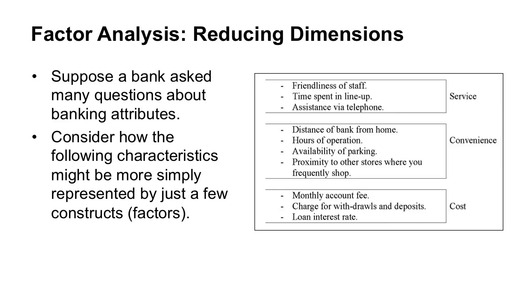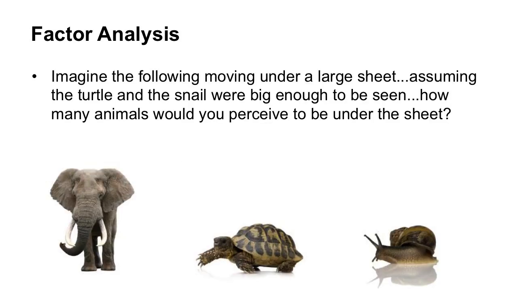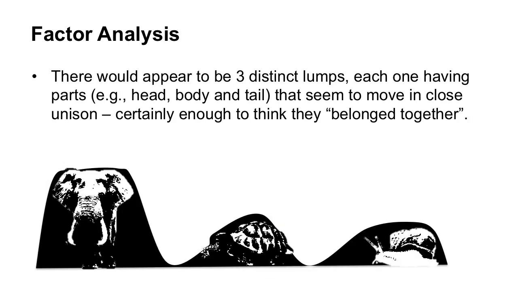Work with me here because this might seem a little weird, but imagine the following animals moving under a large sheet, assuming that the turtle and the snail were big enough to be seen. How many animals would you perceive to be present under the sheet? Now we have the sheet in place. If you think of the elephant, there may be a number of different points: its head, tail, ears, back, and they all vary somewhat in relationship to each other from one point in time to another, but they're all clearly part of the same animal.